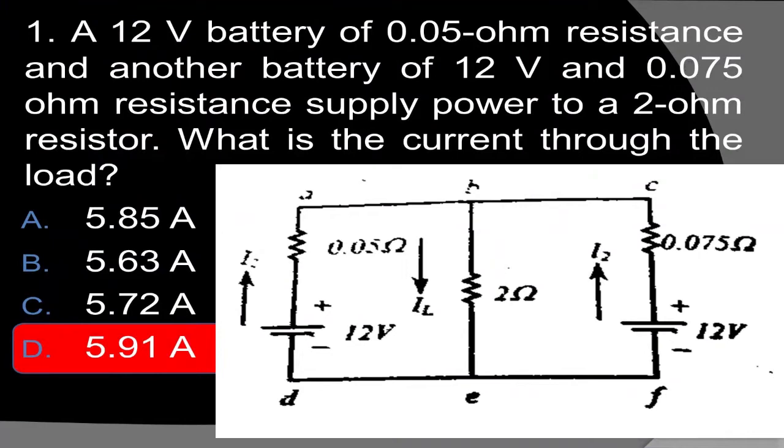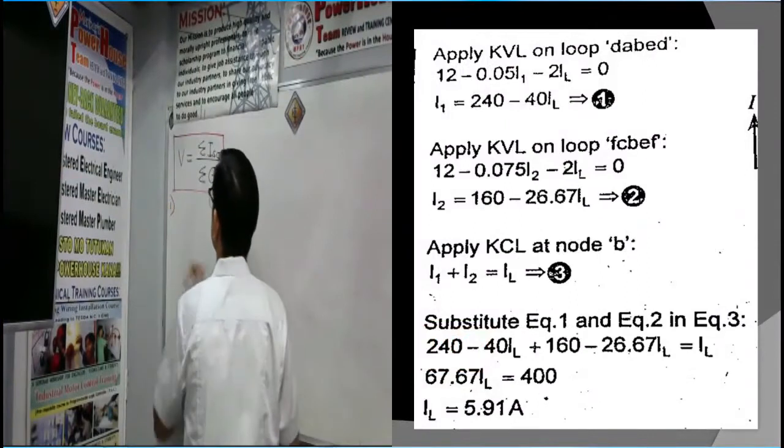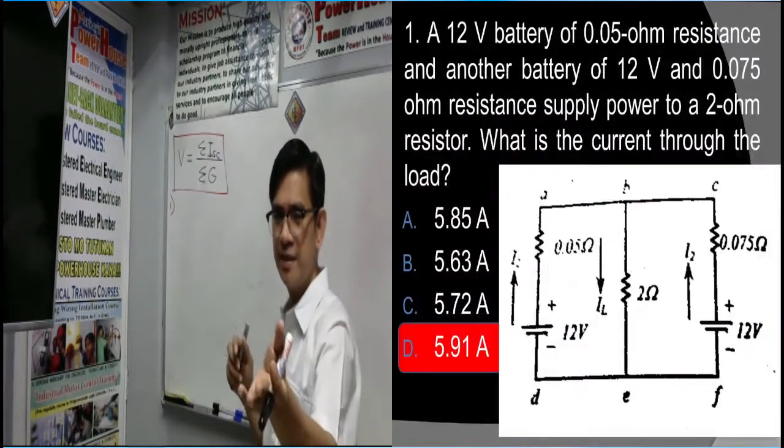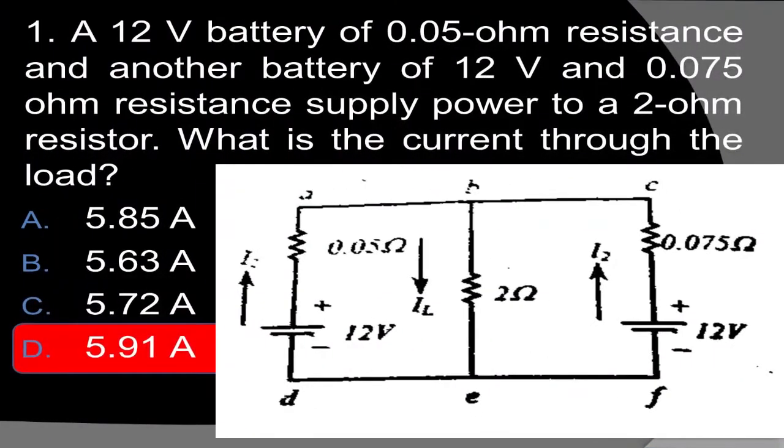So, I have to draw this circuit. Let me see the circuit. Okay, I will draw the circuit. We have a purely parallel circuit here. We have 0.05. Then we have a single resistor at the middle, then another resistor in series with a 12 volt source, 0.075 ohms. Then at the middle, we have the 2 ohms.